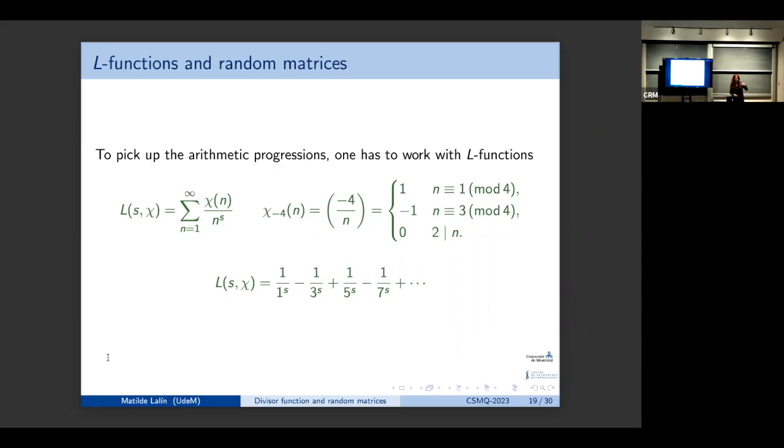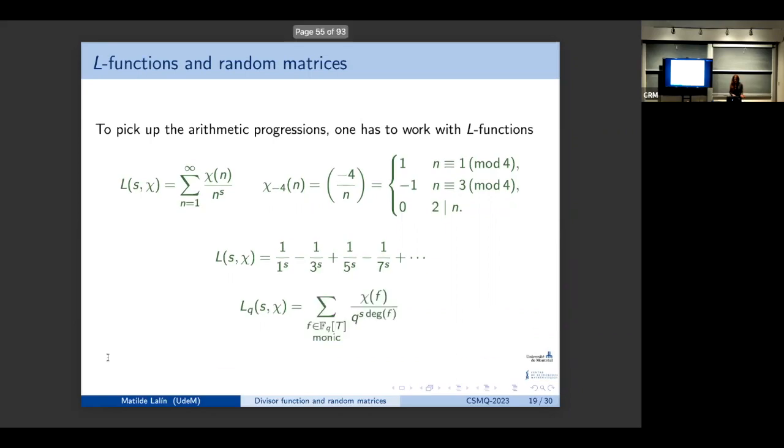It turns out you can do exactly the same game over function fields. You're going to write a function like that, but then the characters there are really, really nice. And so, this you have to believe me.